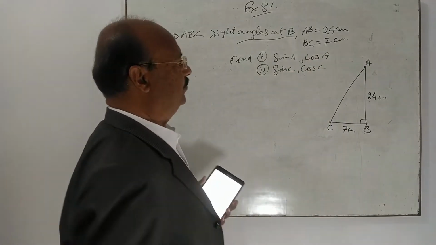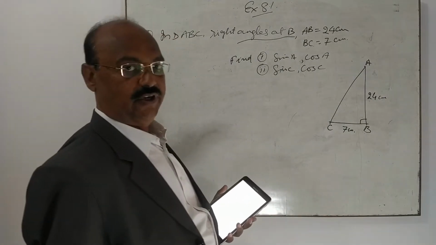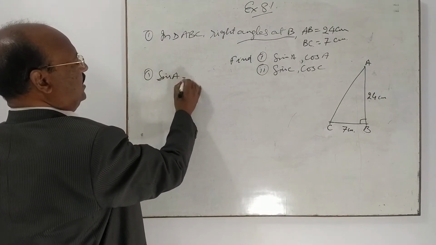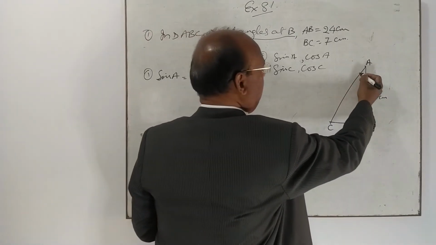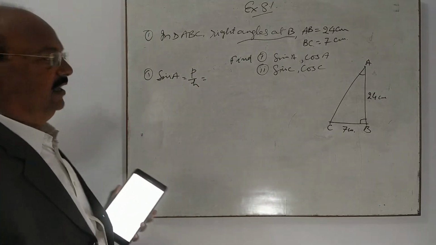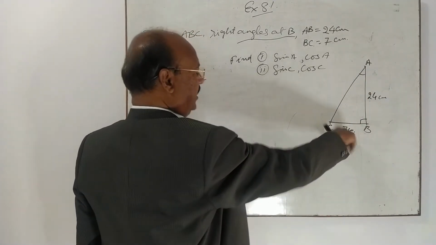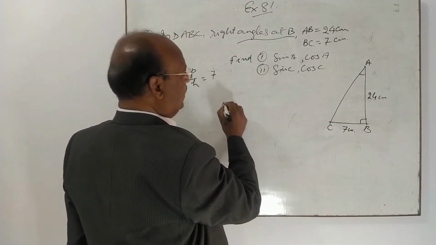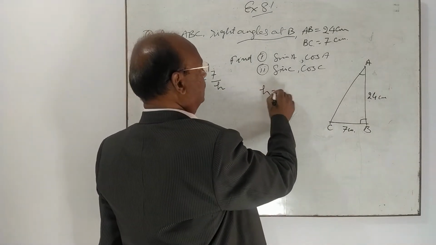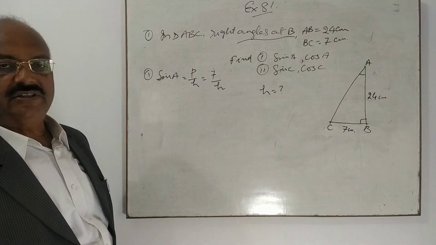So we have just seen that sin A will be perpendicular by hypotenuse. In this right angle triangle, A is the acute angle. You know sin A is P by H. Here the perpendicular is the side opposite to acute angle A, so this is 7. But the hypotenuse is not given here, so first of all we will find it with the help of the Pythagoras theorem.